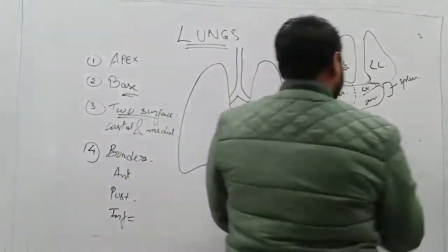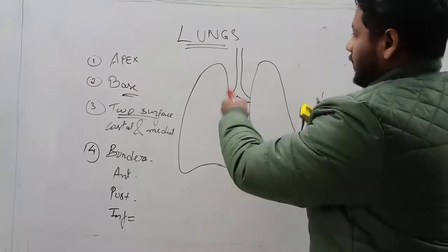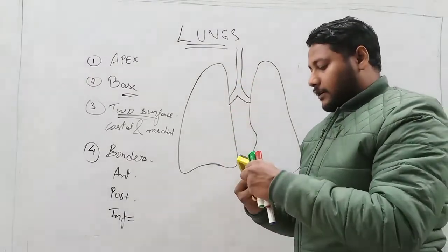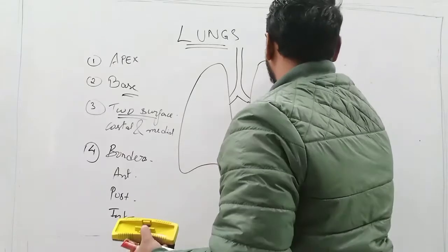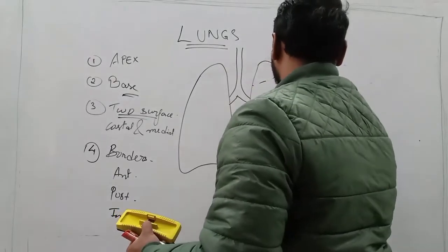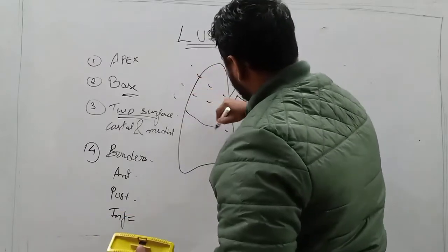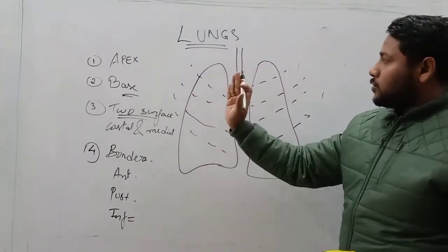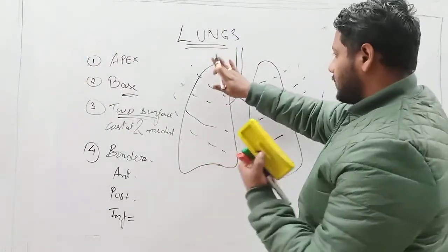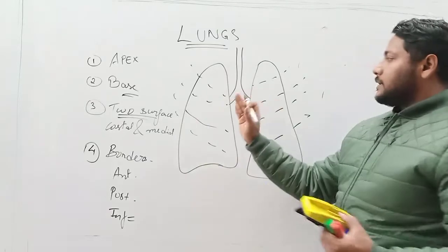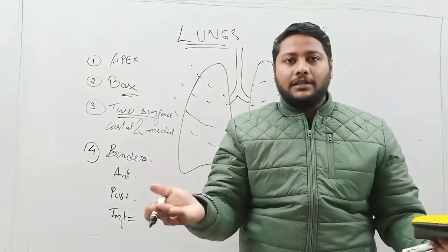As it is clear, the surface which will be nearer or towards the ribs, right? If we look here, we have the ribs in this position. So the surface which is towards the ribs is known as the costal surface, the outer part. And the surface which is towards the mediastinum, towards the middle part, that is the middle surface.